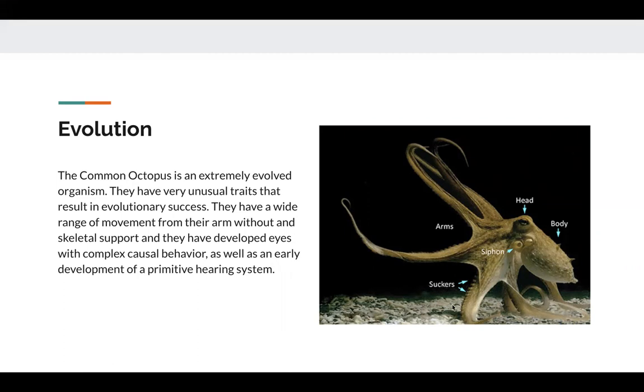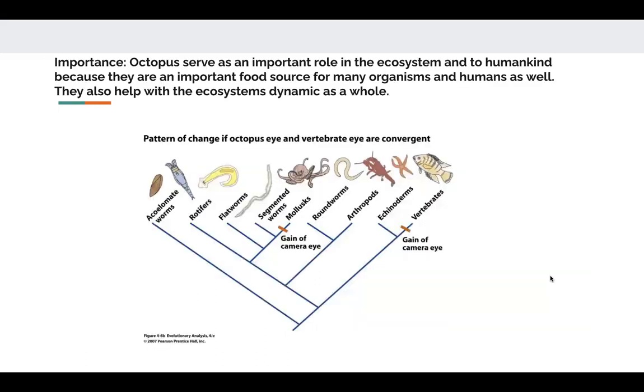So if you look here on the octopus, you can see its body, its head right here with the eyes. Cephalopoda means head, so it's the first development of a head and a brain, and also this complex eye right here. The siphon, which helps with hearing, your arms right here, and then the suckers at the bottom that help them latch on and grab onto things.